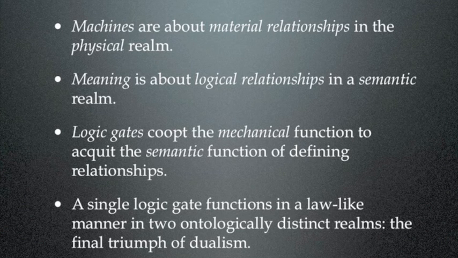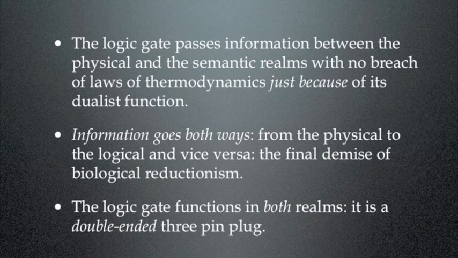And this, of course, is the final triumph of dualism. And on this point, the whole project of defining a monist model of mind collapses, because people like Dennett and Searle have always said you cannot join the two realms, that if you define them as ontologically different, then of course they can't touch. But the whole project collapses, because here is a means by which they do touch and interact without breaching the laws of thermodynamics. The logic gate passes information between the physical and the semantic realms with no breach of the laws of thermodynamics, just because of its dualist function. It functions in two realms, and that's critically important to remember.